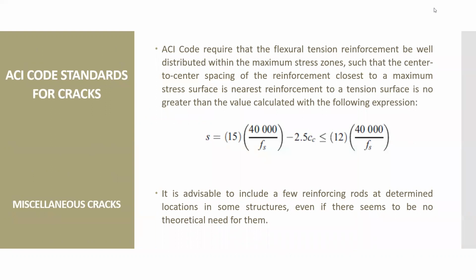ACI code standard for cracks. The ACI code requires that the flexural tension reinforcement be well distributed within the maximum stress zone, such that the center-to-center spacing of the reinforcement nearest to a tension surface is not greater than the value calculated with the following expression.